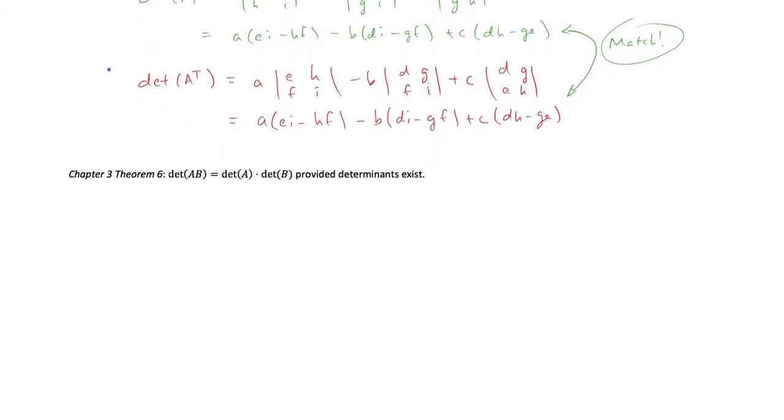Okay, so our last theorem here is the determinant of a product. It says the determinant of a product is the product of the determinants provided both exist. And what I mean here is that both these matrices are square. A matrix needs to be square for the determinant to exist. Okay, let's look at an example.